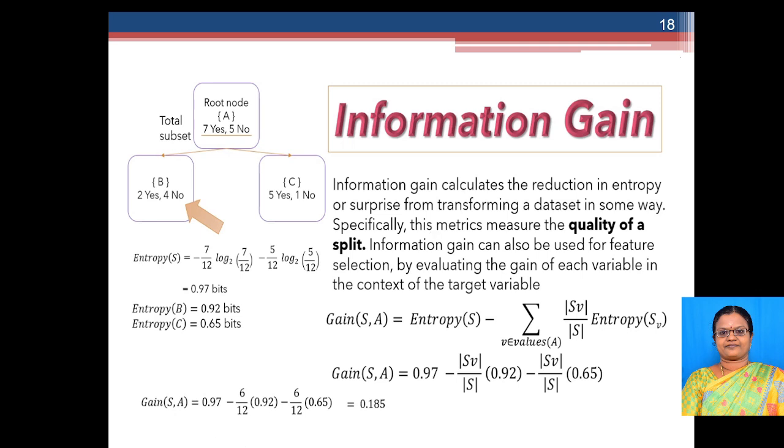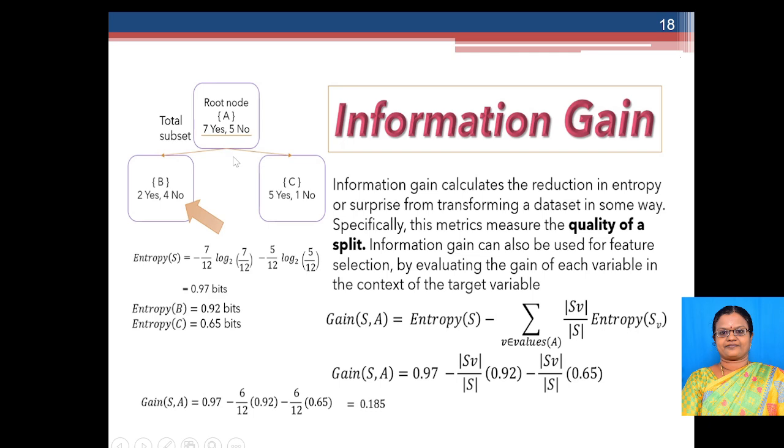Basically it is a metric used for measuring the quality of a split, and it can be used for feature selection by evaluating the gain. So here I have to consider the gain of each variable in the context of the target variable. In order to calculate this information gain, I have to use the entropy. For example, this is the formula for gain: the gain of S comma one particular node, in our case A. The formula is entropy of S minus the summation of |Sv| by |S| times entropy of Sv, where Sv are the subnodes which we have to consider.